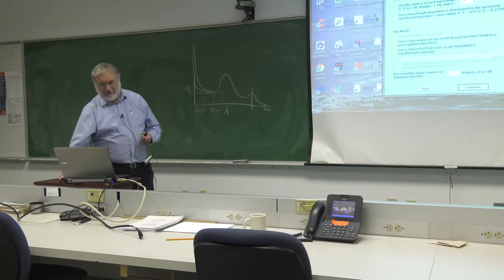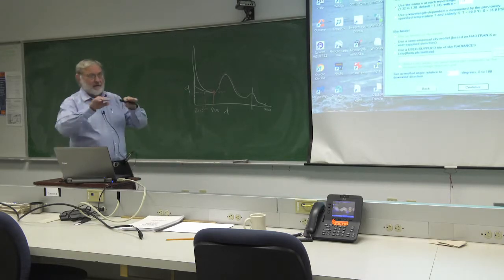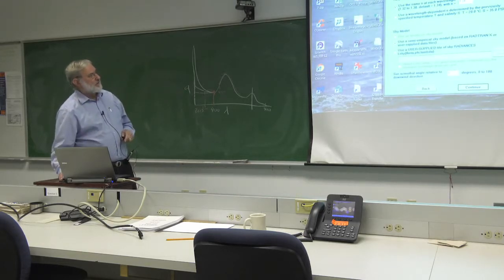You have to put in the wind speed. That's going to determine the reflectance properties of the surface. You can either put in an index of refraction for the air or for the water, or you can let it be determined by the salinity and temperature.